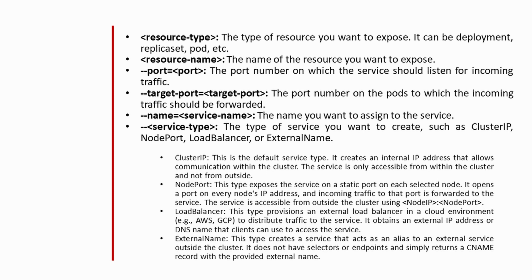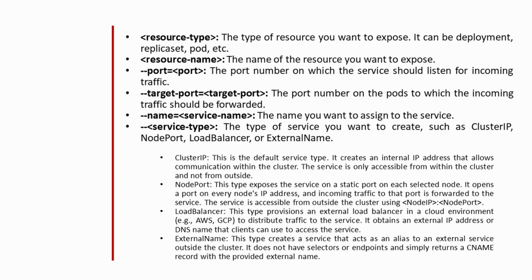Service type: the type of service you want to create, such as cluster IP, node port, load balancer, or external name. Cluster IP: this is the default service type. It creates an internal IP address that allows communication within the cluster. The service is only accessible from within the cluster and not from outside.